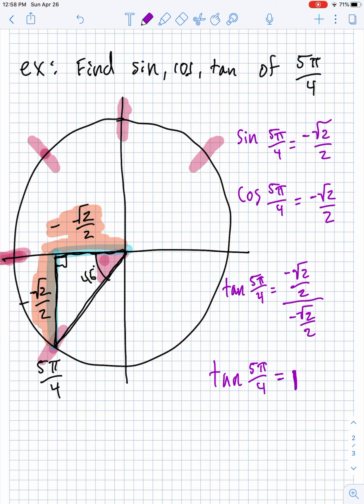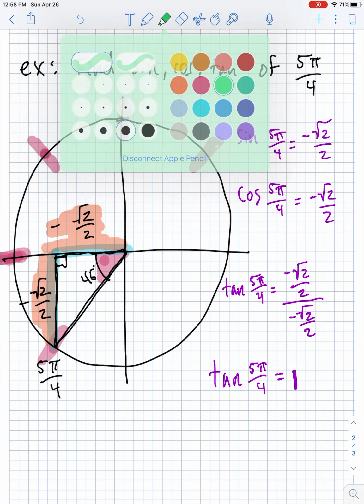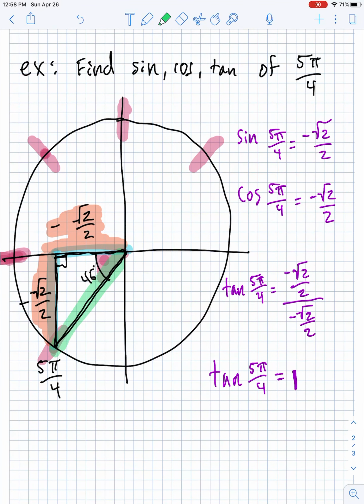Also, I've kind of talked about how the tangents are the slopes of the hypotenuses. I'm not sure how you say that. I'm not a math teacher. But you guys, if you look at this side that I'm highlighting in green, doesn't that hypotenuse look like it kind of has a slope of 1? It's going uphill, 1 over 1. Yeah.